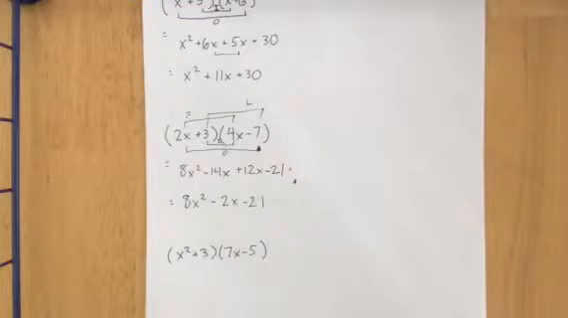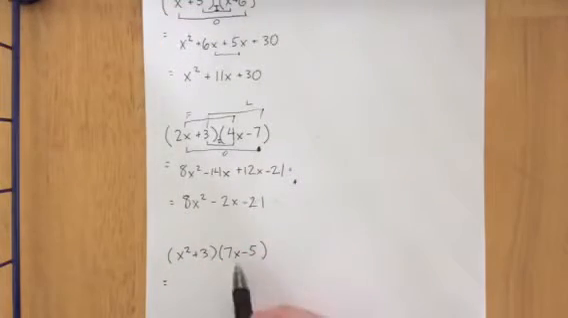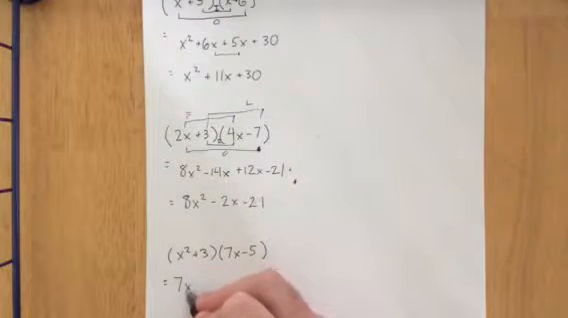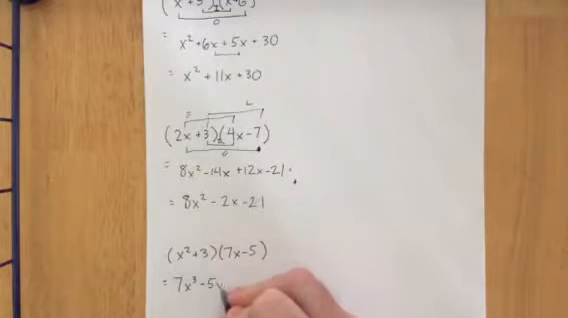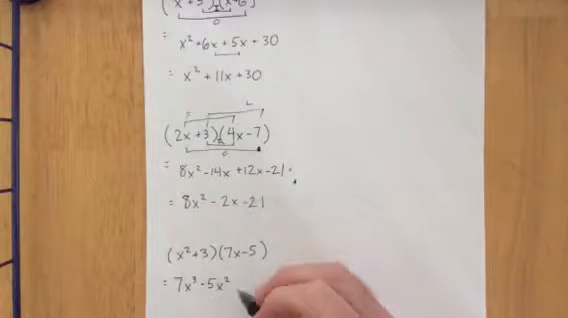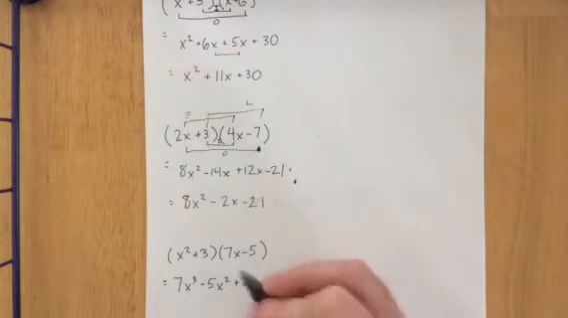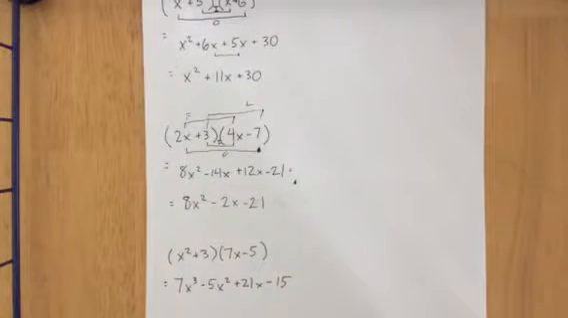Alright, in our last example we're going to see something similar in our FOIL. First would be x squared times 7x, that'll be 7x cubed. Outer will have x squared times minus 5, that'll be minus 5x squared. Then inner we got 3 times 7x, that'll be plus 21x, and 3 times negative 5 will be minus 15. Notice in this last case though that we didn't wind up with any like terms, so we don't bother combining anything. So this is how a FOIL can produce a polynomial that has either 3 or 4 terms in it.